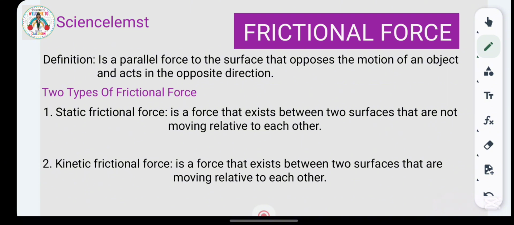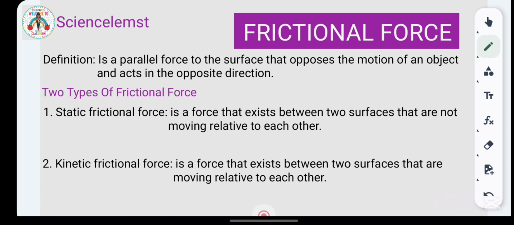In grade 10, you went into a deeper detail whereby you defined what is frictional force. And you defined frictional force as a parallel force to the surface that opposes the motion of an object and acts in the opposite direction. The definition still holds in grade 11 and it will still hold in grade 12. Now, in grade 11, we are going deeper. We are now going to be talking about the two types of frictional force and also do calculations for frictional force. Okay, so we have two types of frictional force: static frictional force and kinetic frictional force.